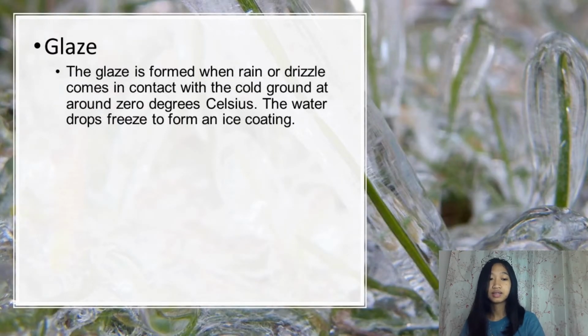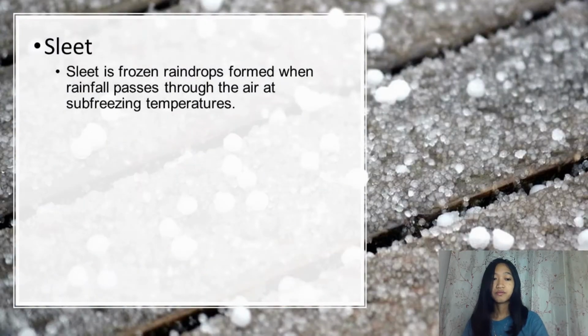So next one is glaze. The glaze is formed when rain or drizzle comes in contact with the cold ground at around 0 degrees Celsius. So the water drops freeze to form an ice coating. The next one is sleet. Sleet is frozen raindrops formed when rainfall passes through air at sub-freezing temperature.